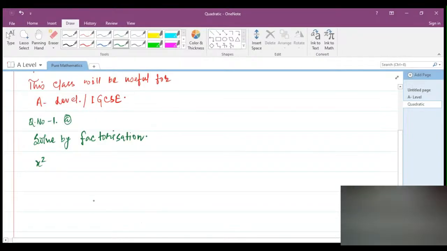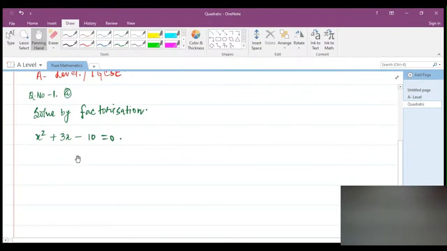X squared plus 3x minus 10 equal to 0. So let's see the solution.